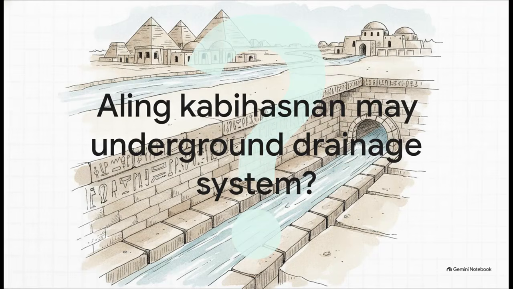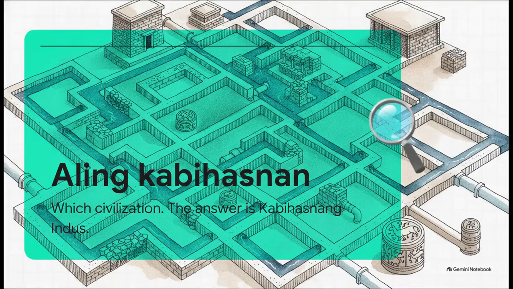Here is the second challenge question. Anong kabihasnan ang kilala sa pagkakaroon ng maayos na underground drainage system? Look at the structure of that prompt. Go ahead and isolate those key terms. Breaking it down, Aling kabihasnan simply translates to which civilization.